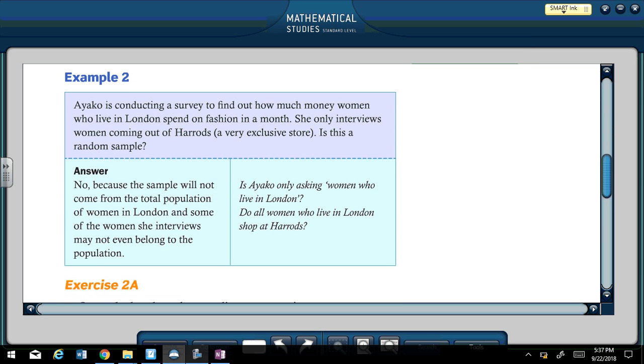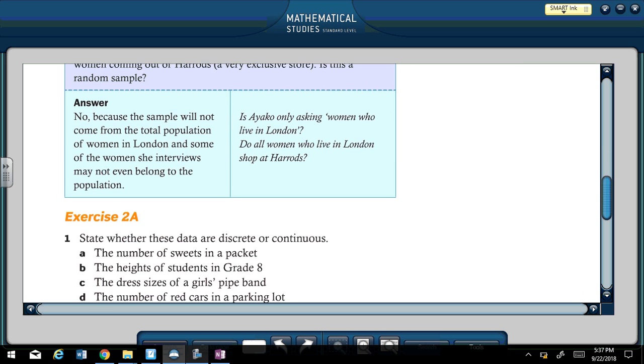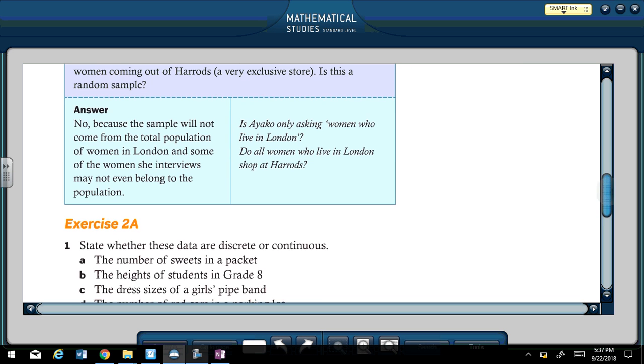Over here, if they're conducting a survey to find out how much money women who live in London spend on fashion, she's only interviewing people out of one store. So this is not random because not all of the women that live in London shop at that particular store. So she's already being exclusive and swaying her data because she's only getting them from one source, which is not something that the majority of the population go to.